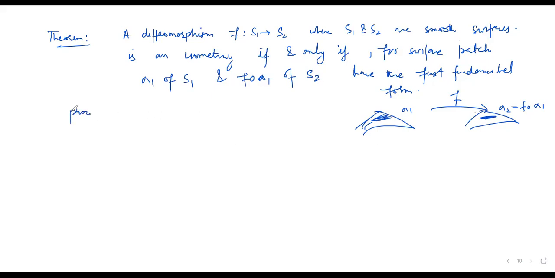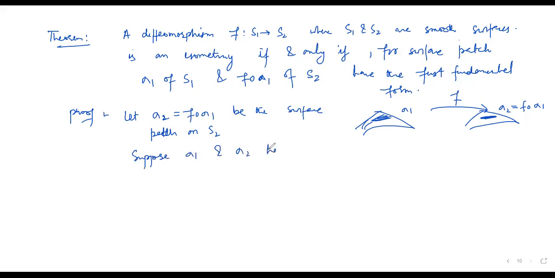Proof. Let sigma 2 be equal to F composition sigma 1 be the surface patch on S2, and suppose sigma 1 and sigma 2 have the same first fundamental form. The one side is straight.